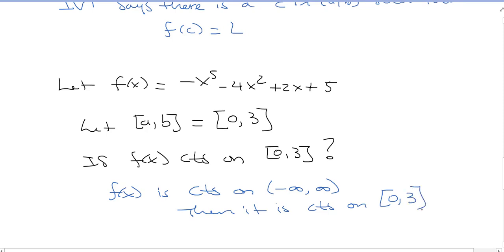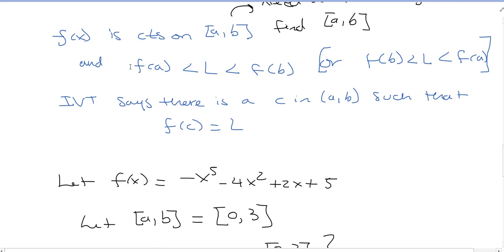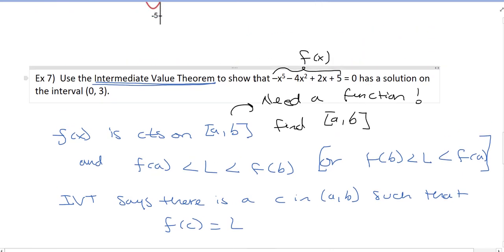So I can say it's continuous on that closed interval, so it's continuous on the entire real line. So now I have the first condition of the intermediate value theorem. Now I need to establish that L is a number between f of a and f of b. What's my L in here? I want f of x to equal 0. So that is going to be my L. So L is 0.